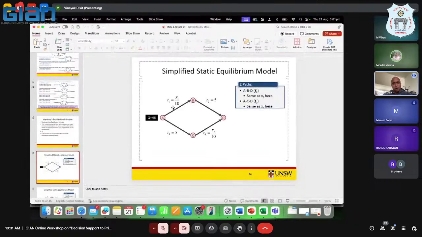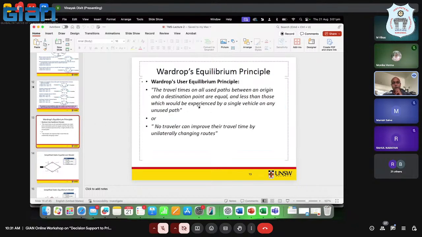Yeah, basically, if all these 46 people took this route, the travel time would be 9.6. But the travel time here is only 10. So what is the fundamental equilibrium principle? The travel time on all used paths between an origin and destination are equal and less than those which are experienced by a single vehicle on any unused path. Or, no traveler can improve their travel time by unilaterally changing their route.